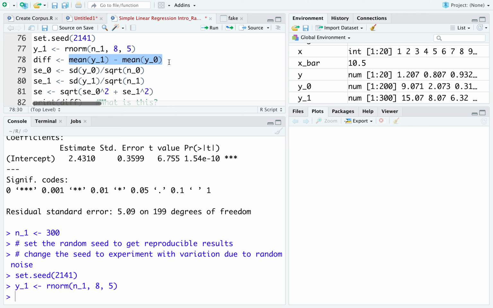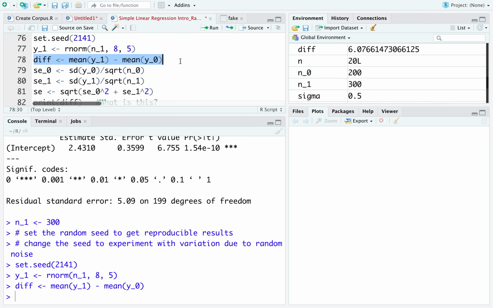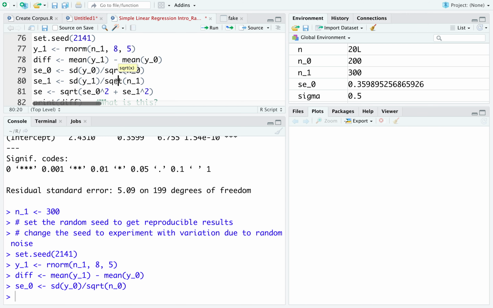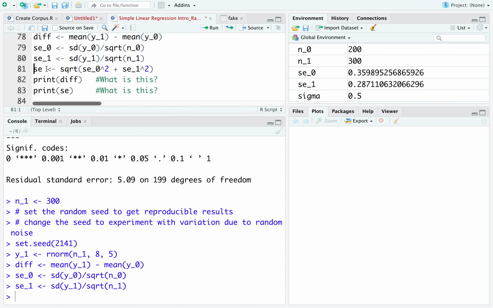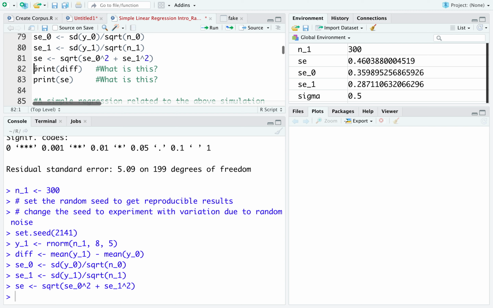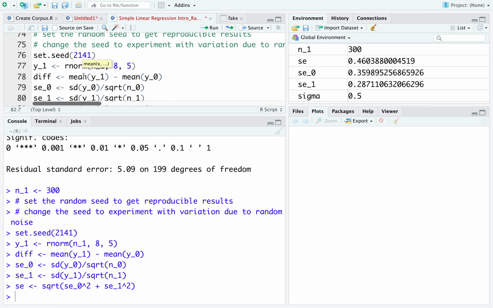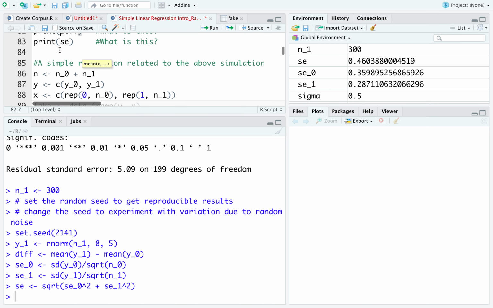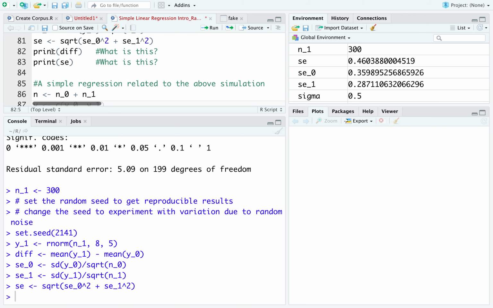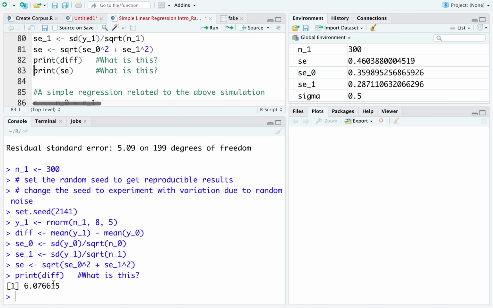But we are going to take our sample means, find the difference, and we'll do the standard error for each, right? The standard error for y0 and the standard error for y1. The overall standard error is the square root of the sum of the squared individual standard errors, right? And now let's see, what was diff? The difference in the sample means, right? So what do we get for that? 6.076, right? Not too bad.